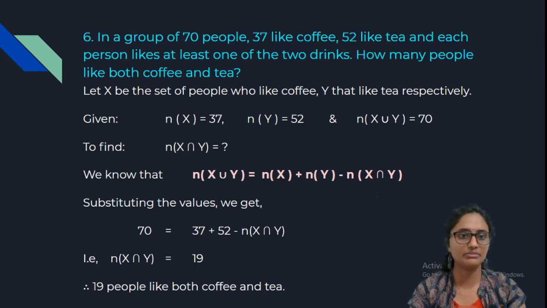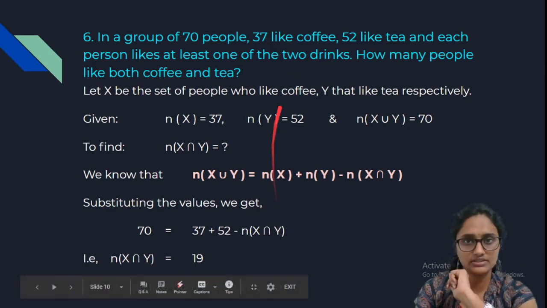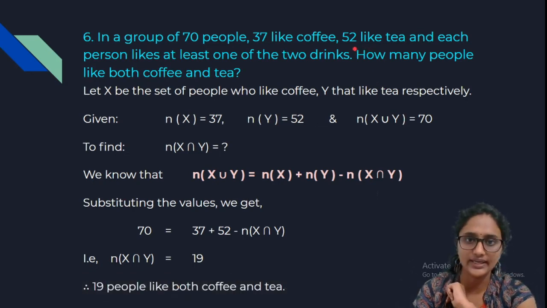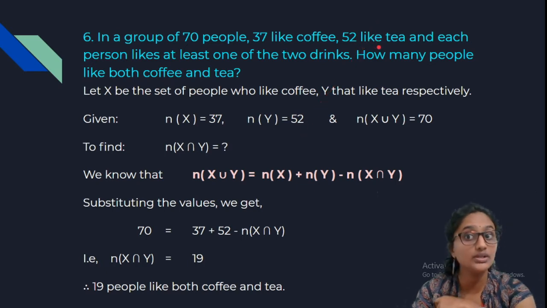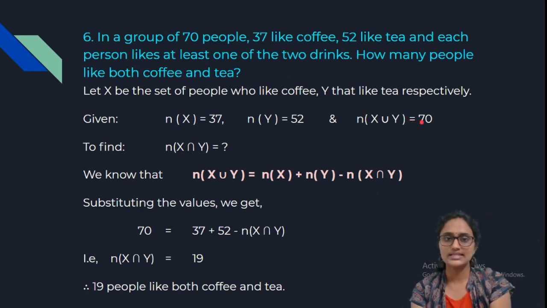From the given information we can write the number of elements in the set X: n of X will be 37, because 37 people like coffee. The number of elements in the second set, set Y, will be 52, because 52 people like tea. We are also given a group of 70 people, and each person likes at least one of the two drinks. So n of X union Y is equal to 70.